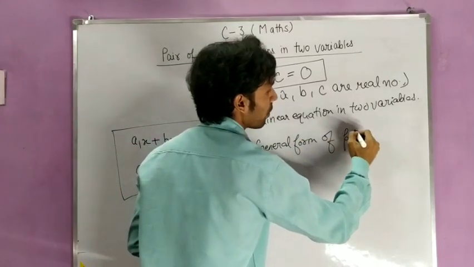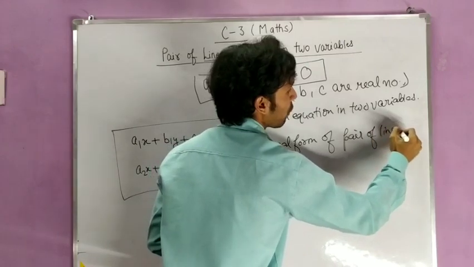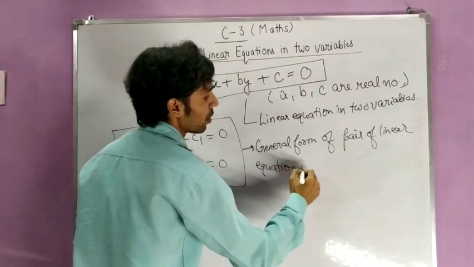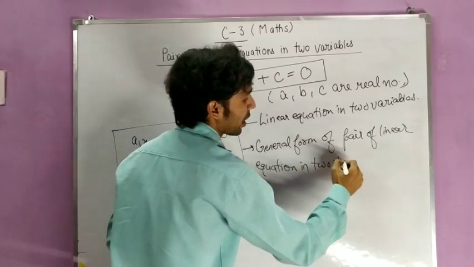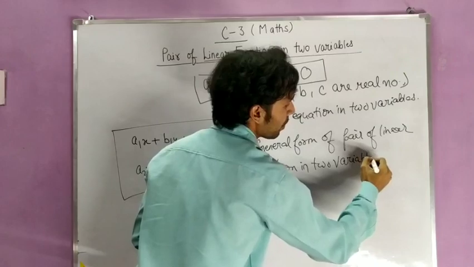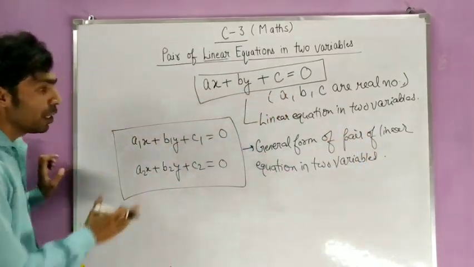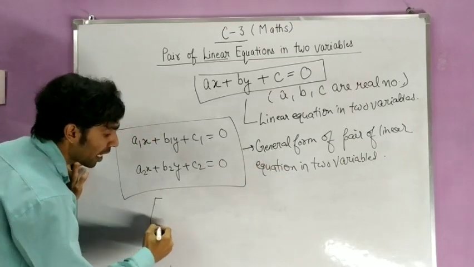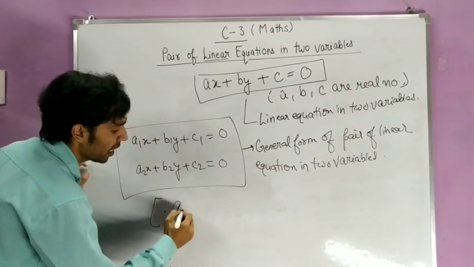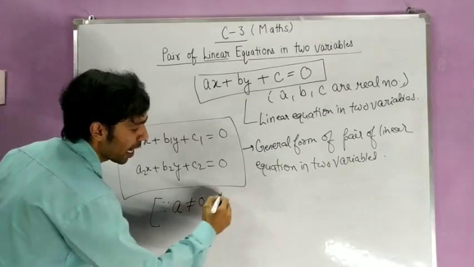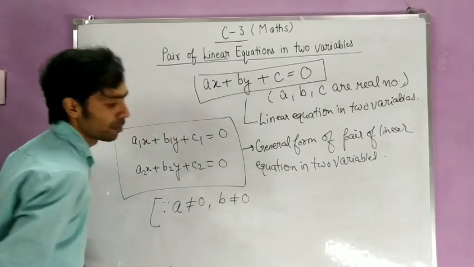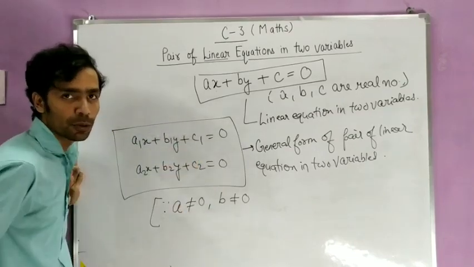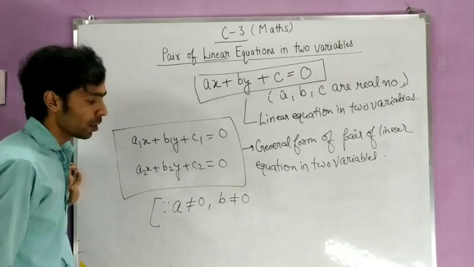pair of linear equations in 2 variables. Okay? Now, when you write this, you will write this one also, and in the bracket you will also write where a cannot be 0 and b cannot be 0. Okay? A cannot be 0, b cannot be 0, c can be 0. Okay? c1, c2 can be 0.